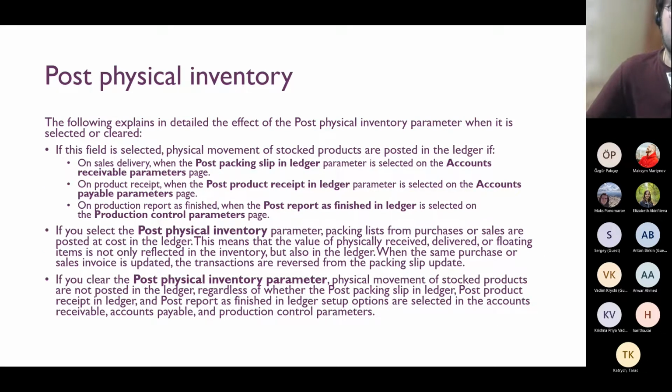So here's more explanation of the same: when we do posting of physical inventory, we are checking those parameters that I mentioned before on accounts receivable, accounts payable, and production control pages. If we select post physical inventory on the item model group, the system validates these parameters. If we don't select it, whatever we have in parameters is also not applied. That allows different combinations. For example, we can have a combination where we don't post to the ledger in production in general, but post packing slip and product receipt on separate item model groups only, not on all.